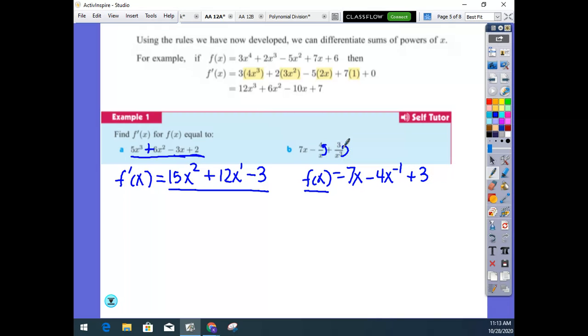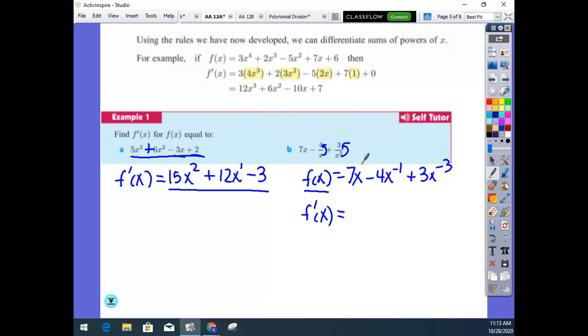I want to move this x up to the exponent, making the exponent negative. Now I'm ready to take the derivative. This is why I think it's important. This was just rewriting it using power functions.